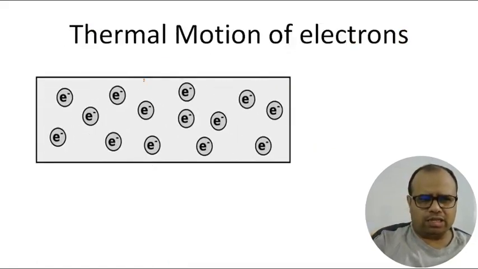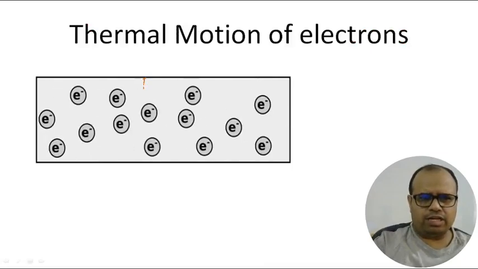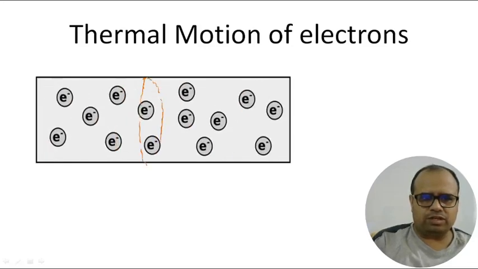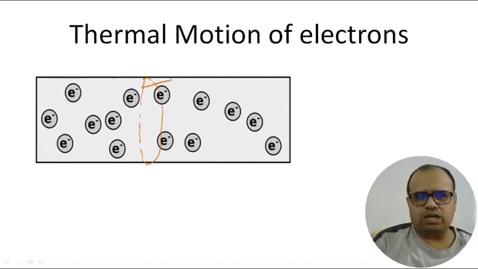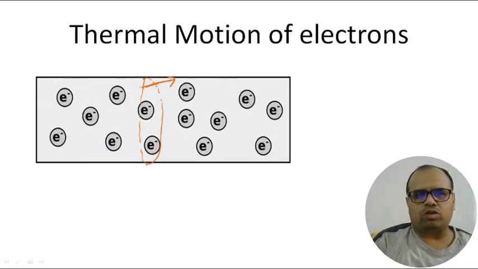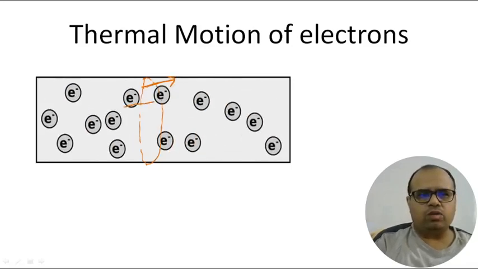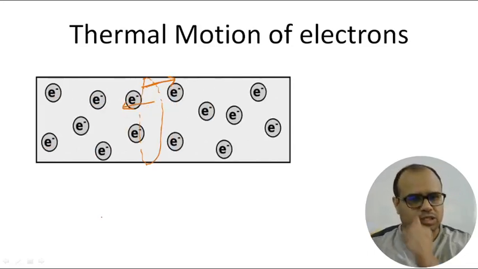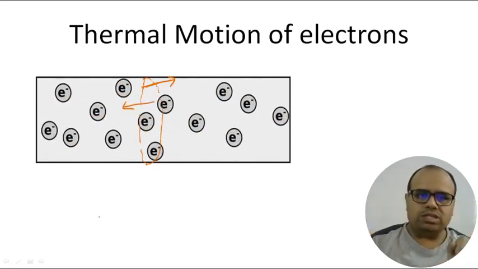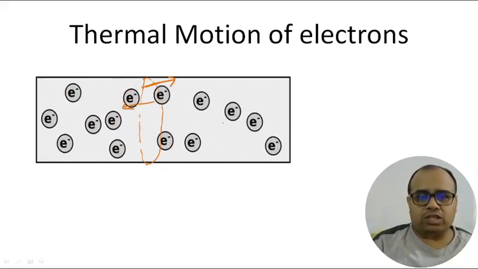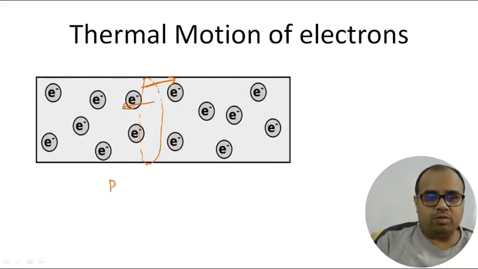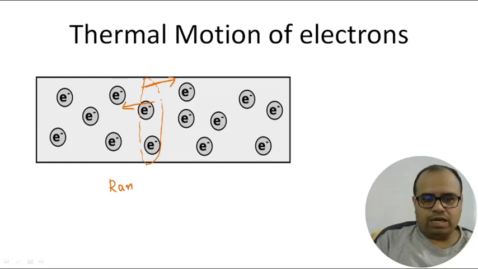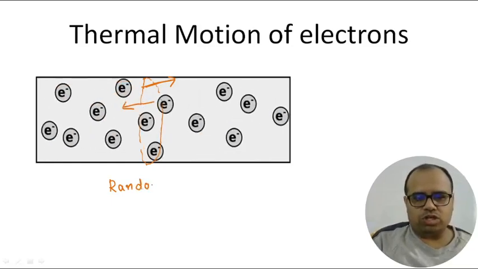Here you can see that suppose we have taken an imaginary surface. The number of electrons crossing this surface from left to right is equal to the number of electrons crossing right to left. What does it mean? It means that these electrons are in random motion.